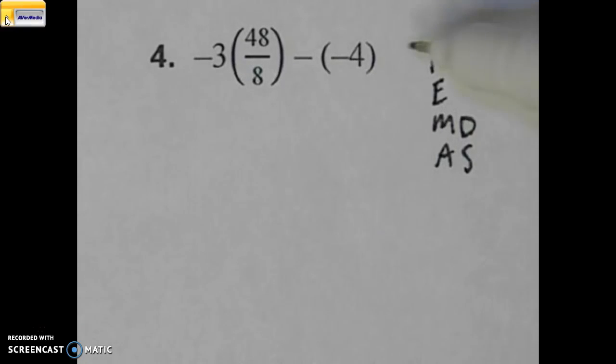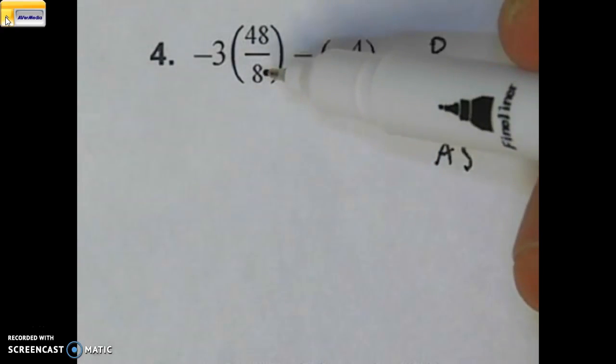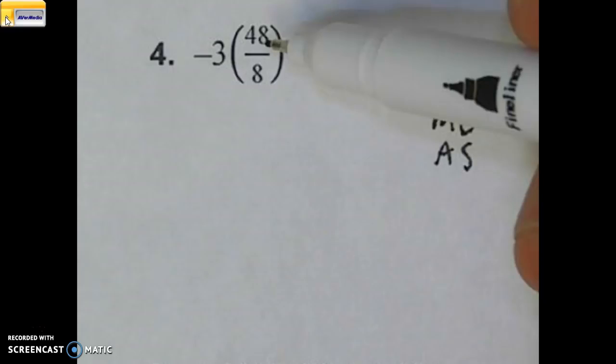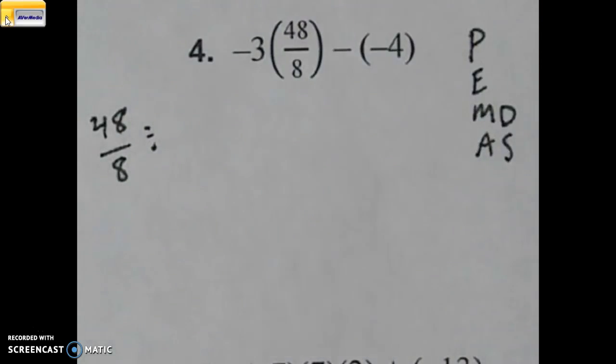So number 1, do we have parentheses? Yes, we do. So we need to work out what is in the parentheses first. So the first thing I see is this, 48 eighths. What that means, guys, is when you have 48 over 8, that fraction bar, that means to divide. Okay, so we need to divide those. So ask yourself, how many times does 8 go into 48? Well, 8, 16, 24, 32, 40, 48. So it goes in there 6 times.